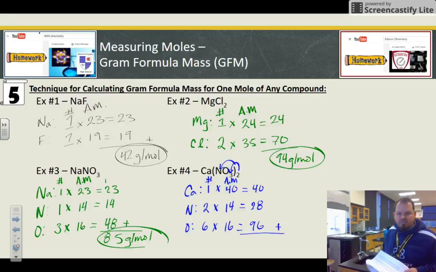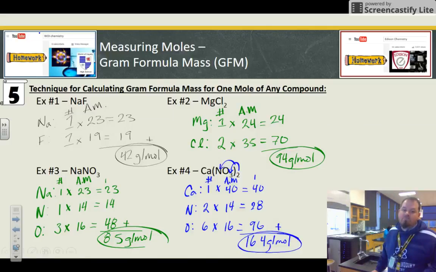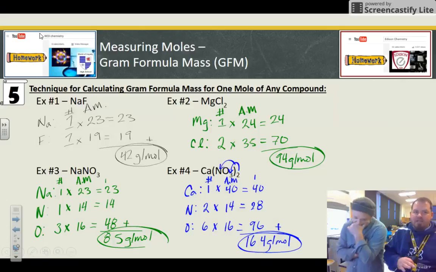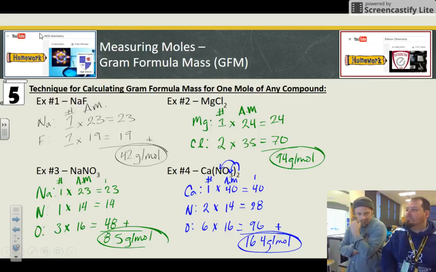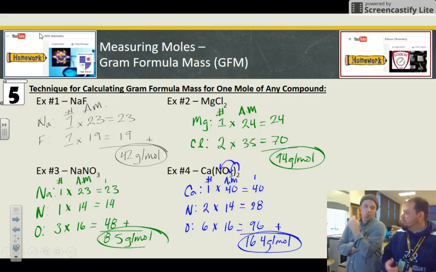And we got to add all that up. I see 14. So that is 164 grams per 1 mole. That grams per mole is huge. It needs to be there every time. And we're actually going to manipulate that going forward. So yeah, we need to have that as a thing that we're not stuck on.